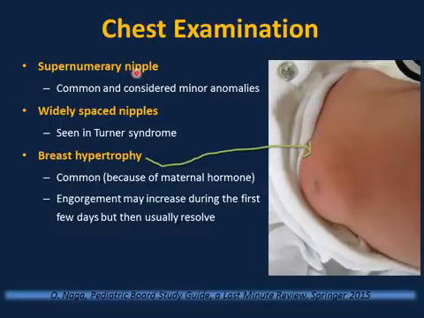Supernumerary nipple or extra nipple is common and considered a minor anomaly. Widely spaced nipples associated with excessive nuchal skin and lymphedema should make you consider Turner syndrome; order chromosomal studies, echocardiogram, and other investigations for Turner. Breast hypertrophy, like in this case, is common because of maternal hormones. Engorgement may increase during the first few days but usually resolves.